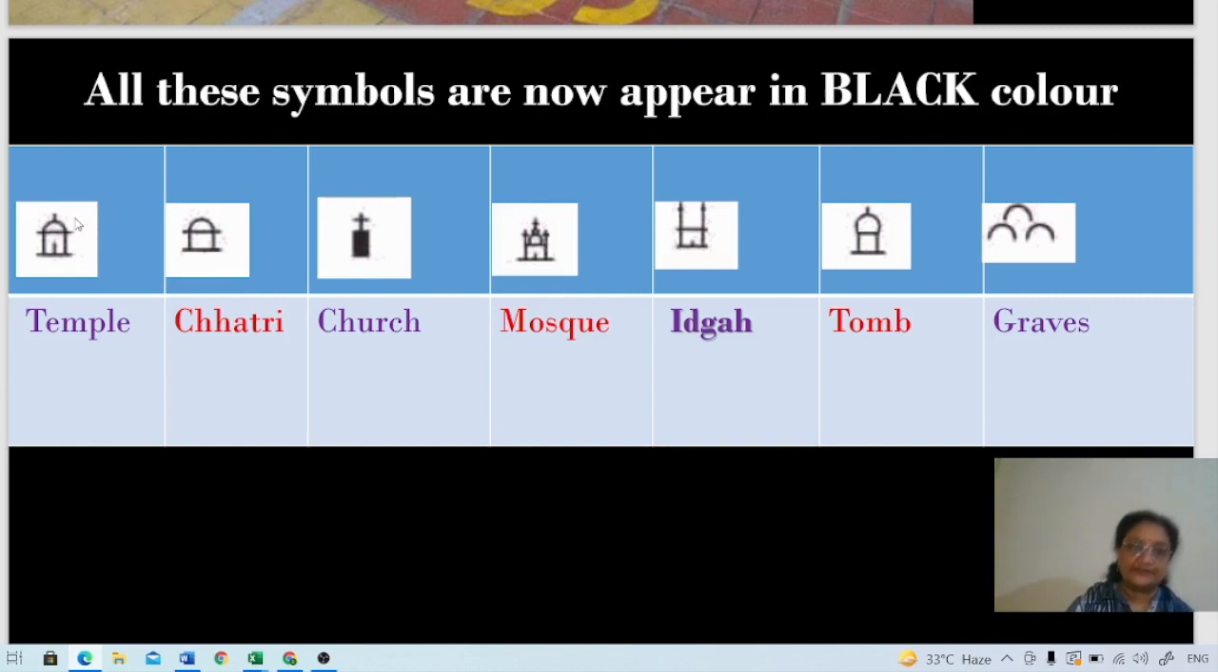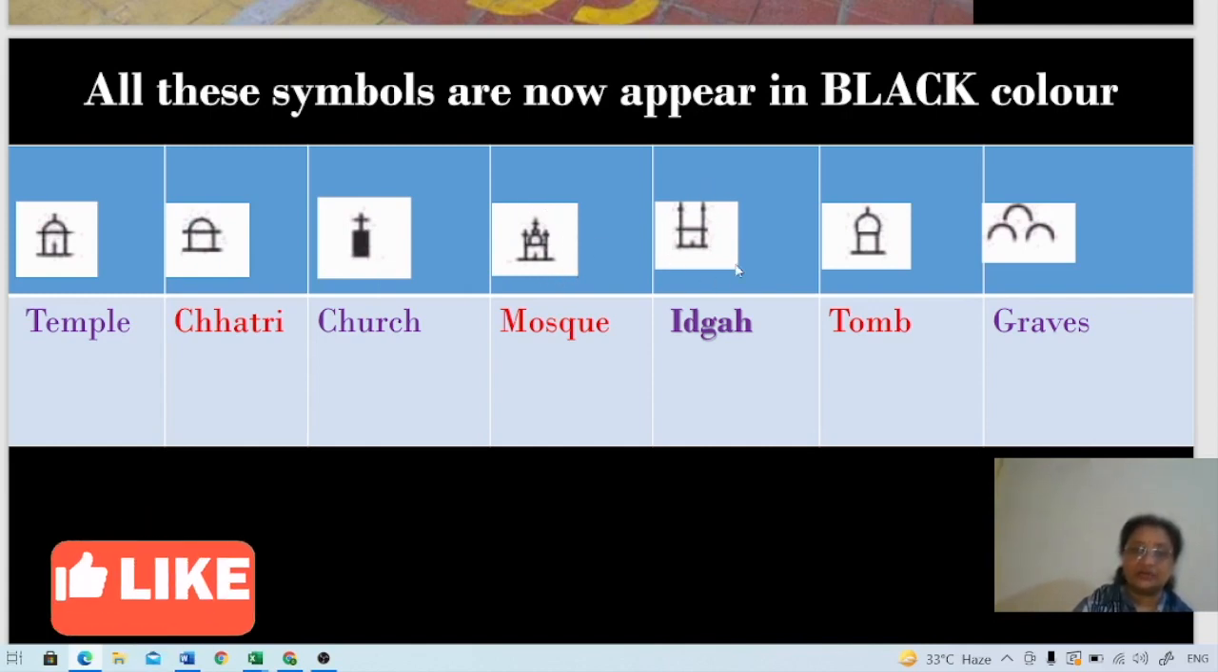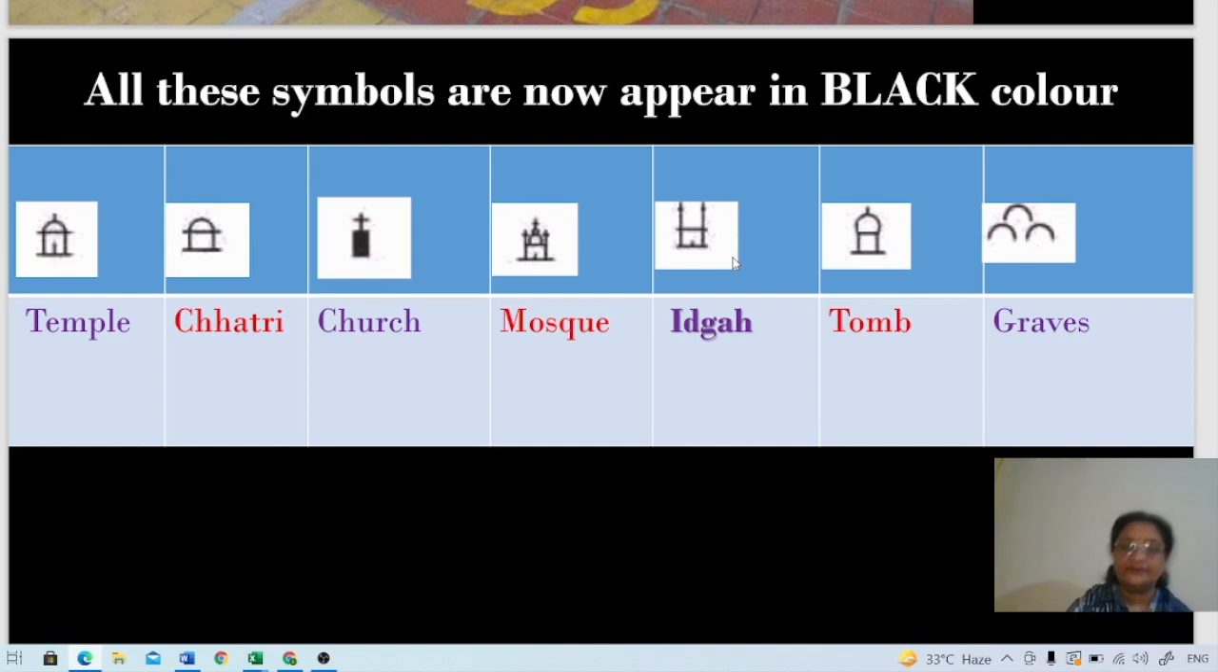This is temple. Suppose at the top a flag is put over there, many times. So this is temple. This is chhatri. This is church. Next one is mosque, right? This is Eidgah, where the people get collected during certain occasions, festivals and all. This is tomb, and these are the symbols for the graves.